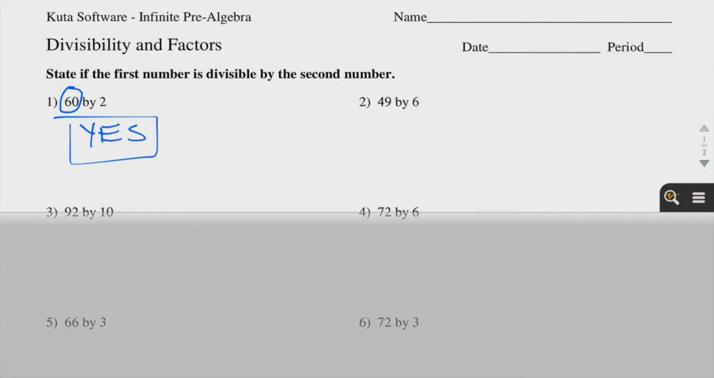Number 2. Is 49 divisible by 6? The rule for 6 is if 2 and 3 go into the number you're interested in, then 6 also goes into it. So let's check for 2. Does 2 go into 49 evenly without going over? No. The reason it doesn't is because 49 is an odd number. So already we know it is not. And I'll show you the rule for 3 when we get down to it.